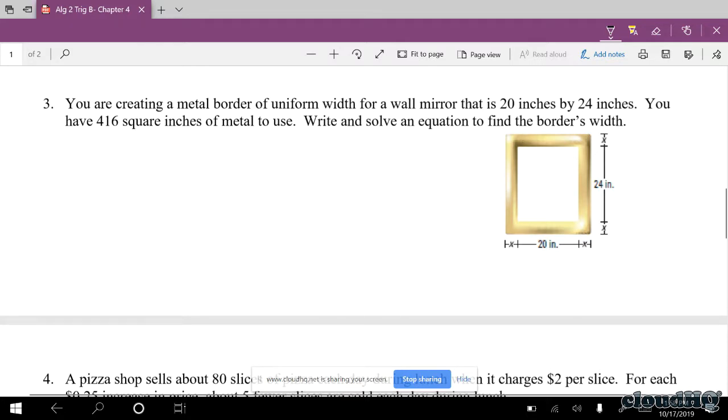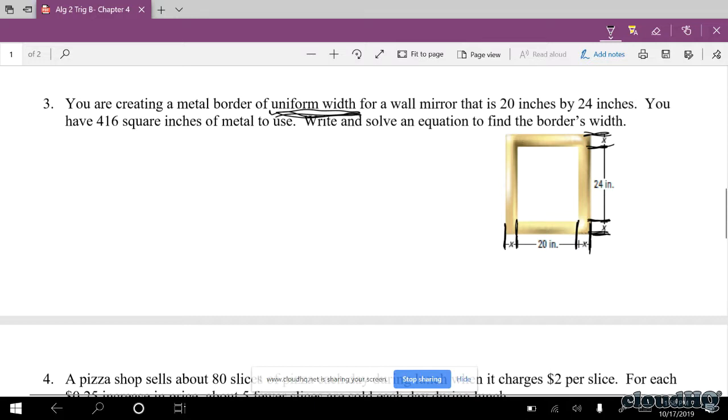The mirror was 20 inches by 24 inches. We're putting a frame around it of uniform width. And so you see that as x. They're saying from here to there, that's the width of that frame, right, was x. And then on the other side, it had to be the same thing, x. And then as we go vertically, x and x, it's uniform width.